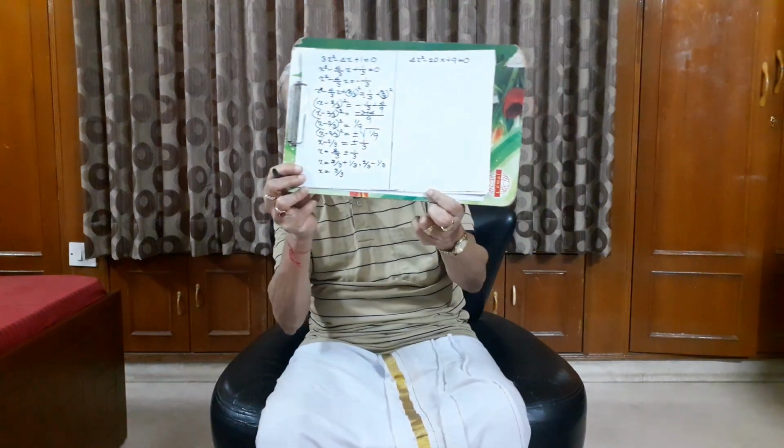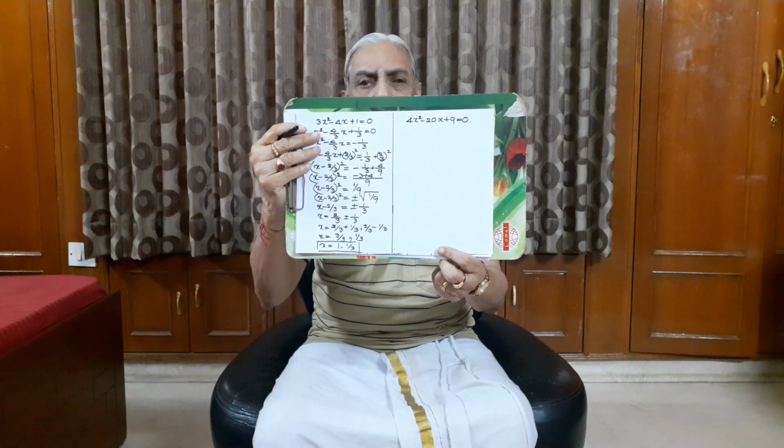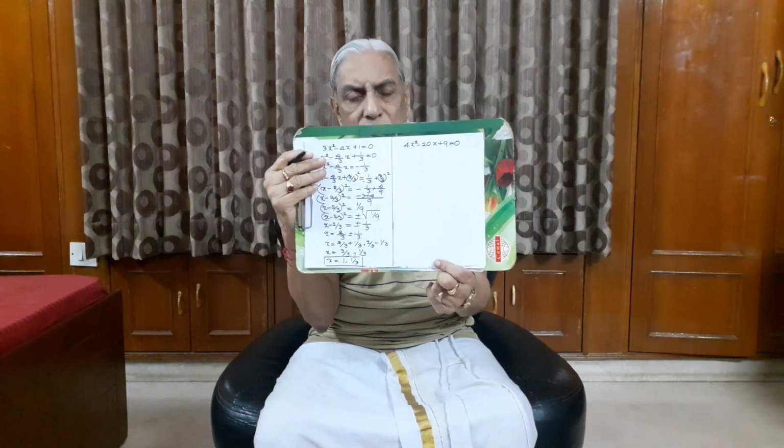Therefore, x is equal to 2 by 3 plus 1 by 3 means 3 by 3. 2 plus 1 is 3. 3 by 3, that is one root. Another one is 2 by 3 minus 1 by 3 means 2 minus 1, which is 1, so 1 by 3. So simplified further, x is equal to 3 by 3 means 1 and another is 1 by 3. So the two roots of the equation are 1 and 1 by 3. Please understand this one. I hope you know how to find.